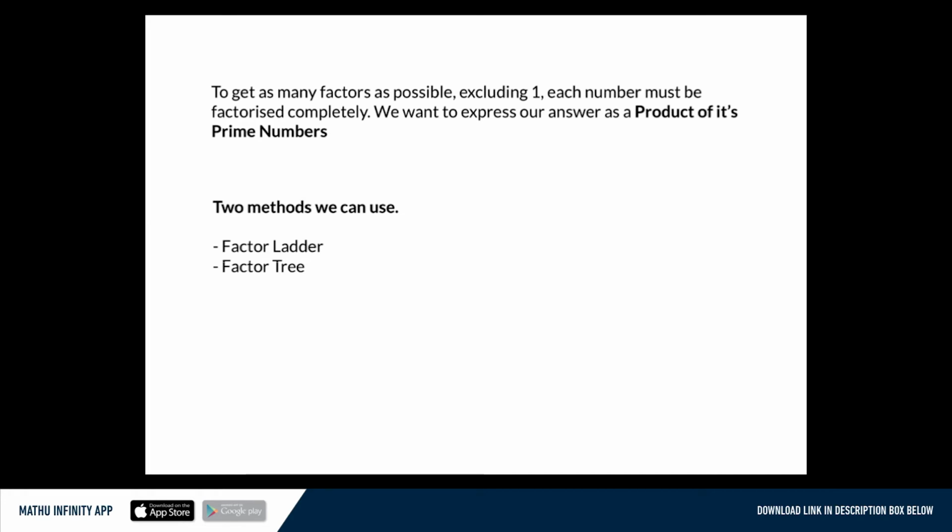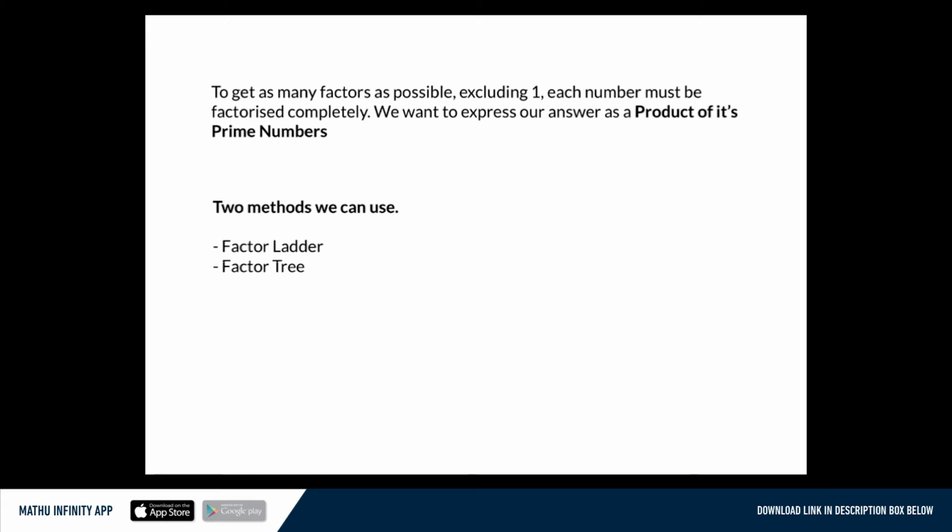So when we talk about factorization, what we are trying to do is get as many factors as possible, excluding one. We don't want to use one as a factor. And each number must be as factorized as much as it can be. So what we're saying is we actually want to take a value and express it as a product of its prime numbers. The previous lesson we explained what prime numbers are. In this lesson we're now going to take different values and break them down into products of their prime numbers.